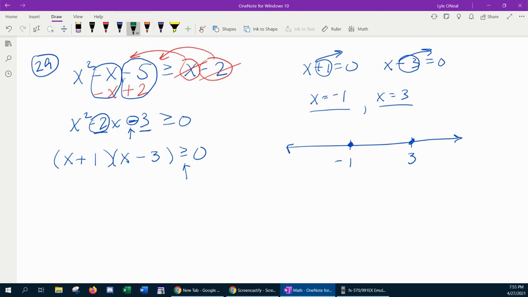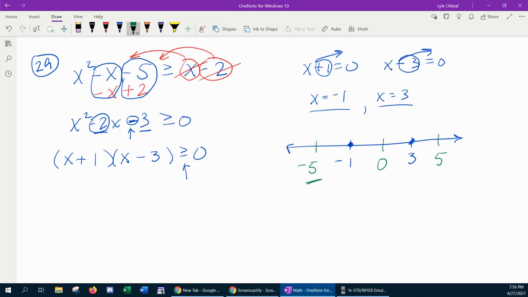Now I need test points. And you do need a test point for each region. So in the first region, my test point has to be less than negative 1. I'm going to jump all the way to negative 5. It doesn't matter what you pick, as long as that value is in the region. I next need a test point between negative 1 and 3. I'm going to choose 0. 0 is a good test point anytime you can use it. And then last, I need a number bigger than 3. I'm going to go positive 5.